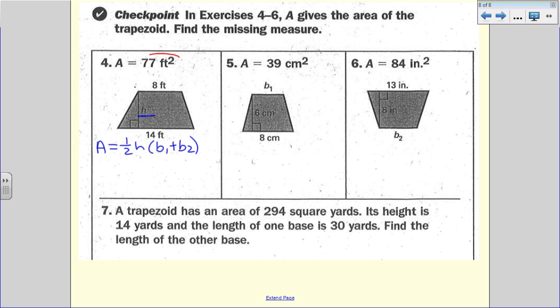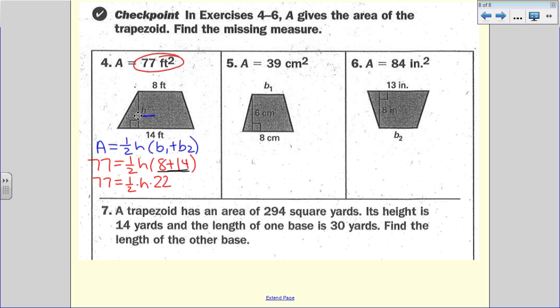I know the area is 77 feet squared. It says A equals. I know I always have 1/2. I don't know what H is. And so I have 8 plus 14 for my bases. Hopefully you guys are looking at this and going, add 8 and 14 together. Simplify. Exactly. I'm not doing any solving here yet. I'm just going to add 8 plus 14 and call it 22.